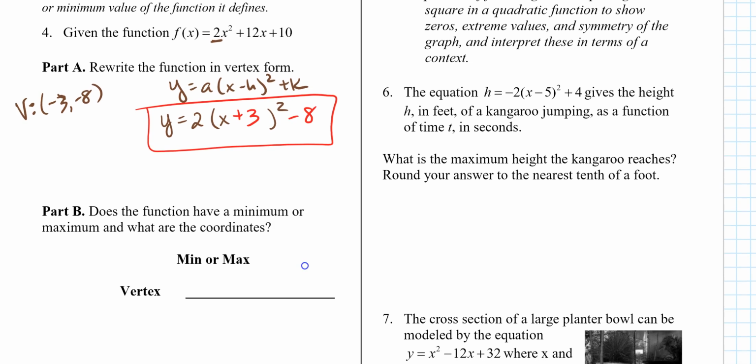Alright, and then does the function have a minimum or maximum, and what are the coordinates? Well, we know it's a minimum. We could see it from the graph that it was a minimum, and the vertex is also found, -3, -8.